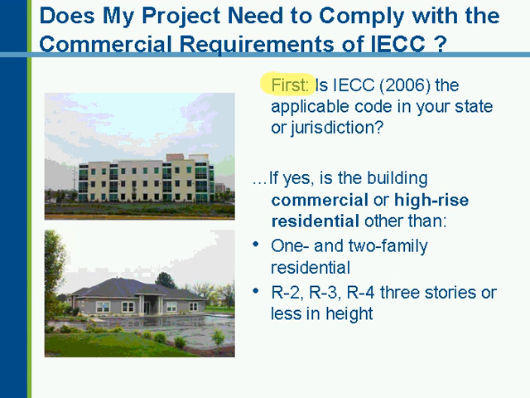Now, if your residential is a 1 or 2 family or is an R2, 3, or 4 structure 3 stories or less in height, those would be considered residential and not commercial. But anything above that would be considered commercial and have to comply with the commercial requirements of the code.